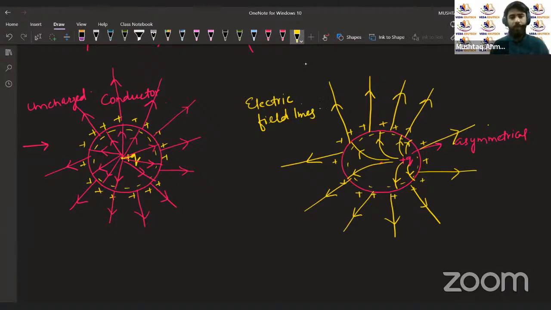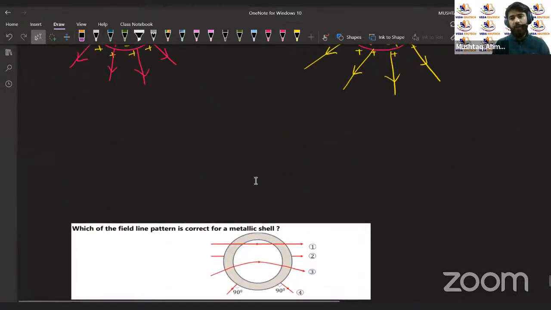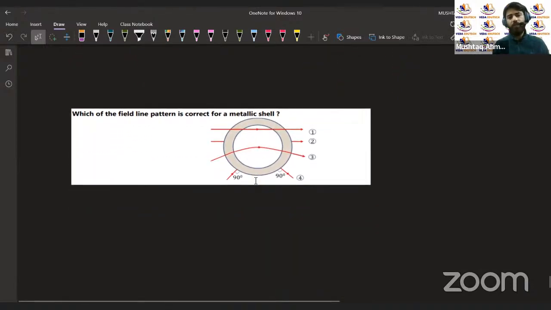So that's it. In this lecture, we discussed the properties of the electric field lines, and we also tried to draw the electric field lines due to different charged systems or uncharged systems. We also learned about different properties of the electric field lines and applied those properties in different questions. Let's discuss a few questions related to these properties quickly, and then we'll discuss electric flux in the next class. The question is: which of the field line patterns is correct for a metallic shell?